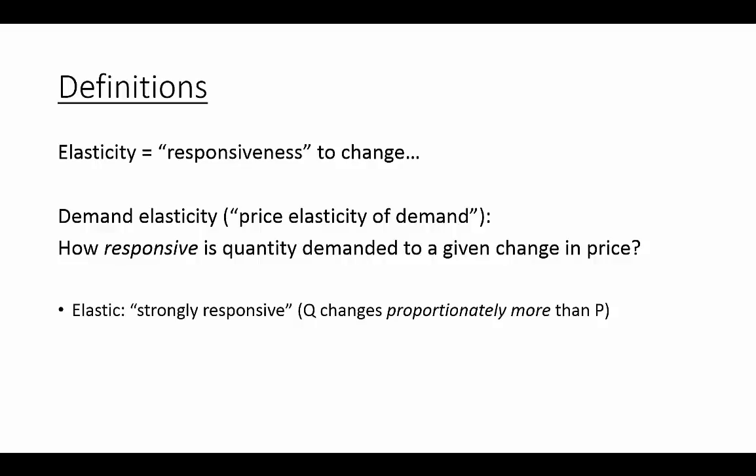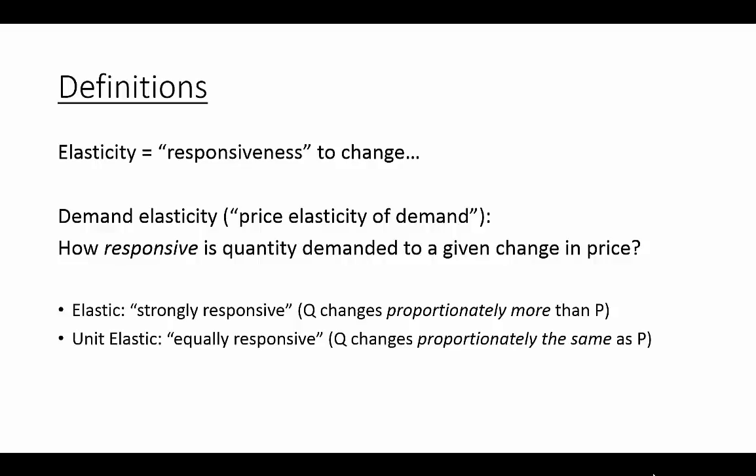And elasticities of demand can be labeled elastic, or strongly responsive. That means the quantity changes proportionately more than the price. So if the price goes up by, let's say, 50%, quantity might go down by something like 90%. That would be elastic, strongly responsive. Unit elastic, where price and quantity changes are equally responsive. They change by the same proportion.